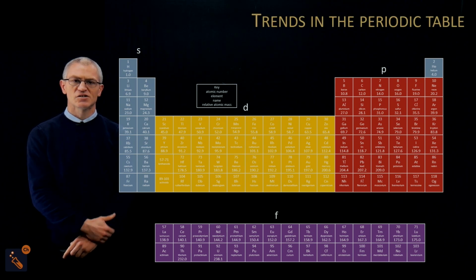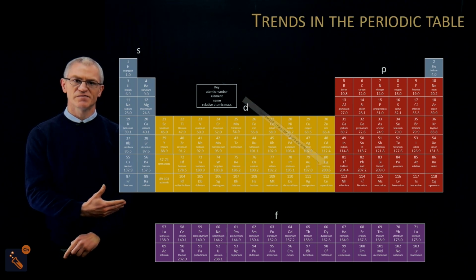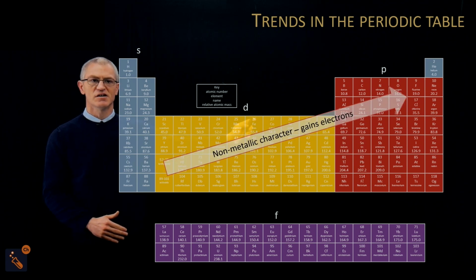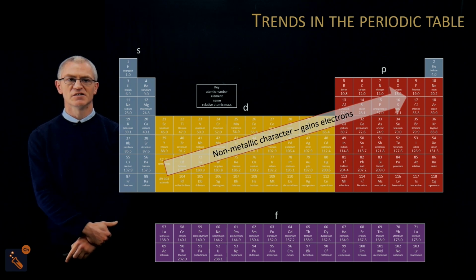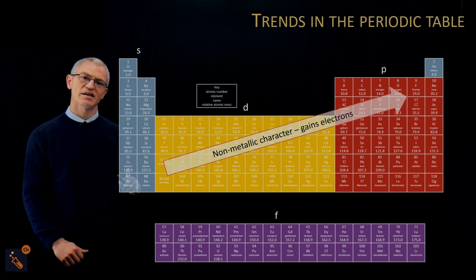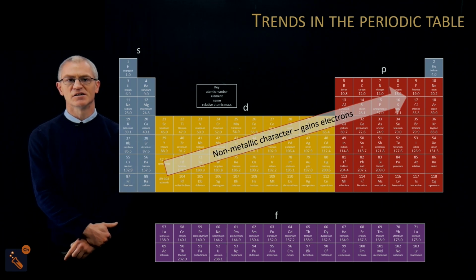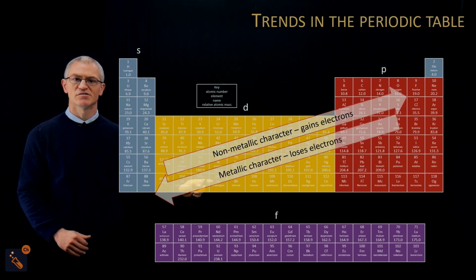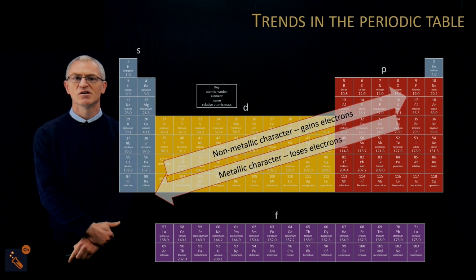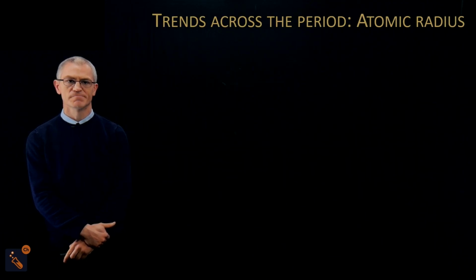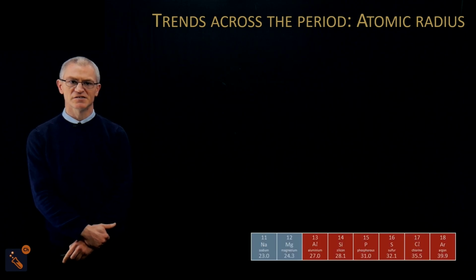Now, talking about a trend. So the first trend we're going to talk about is non-metallic character. So non-metallic character goes up towards where you've got fluorine. Okay, now that means it's going to gain electrons. So if you have an element that is towards the top right of the periodic table, it's going to more likely gain electrons. And then we do the opposite here. We have metallic character increases as you go down towards francium, which is more likely going to lose electrons. That's our first trend.